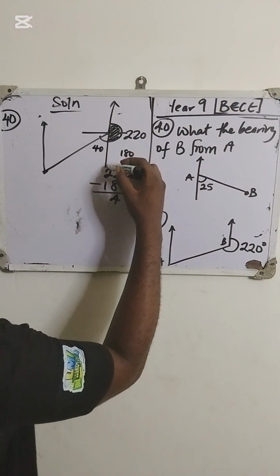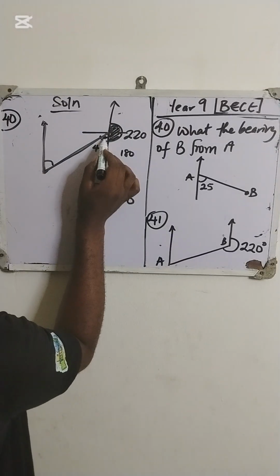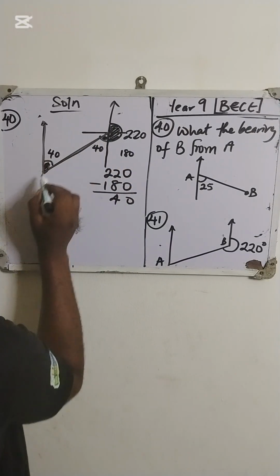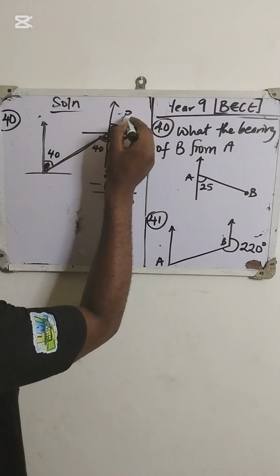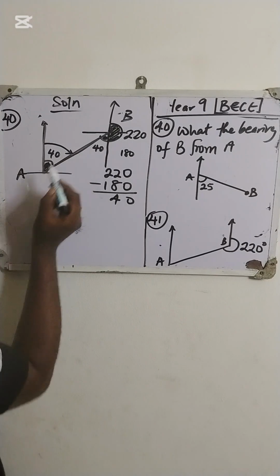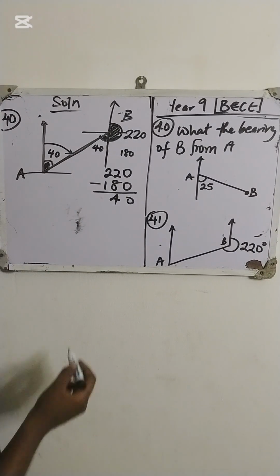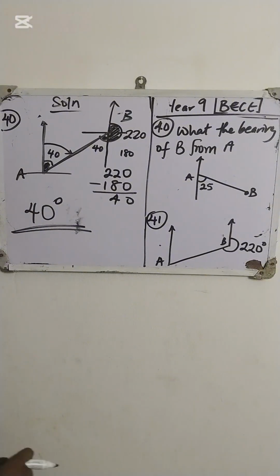40. So if here is 40, check out this Z angle again. If here is 40, here is also what? 40. And remember we move from the north. So remember it is B from A. So since it's from A, we move from the north and go and hit that line. And that's why we have what? 40 degrees. So the bearing of B from A is 40 degrees.